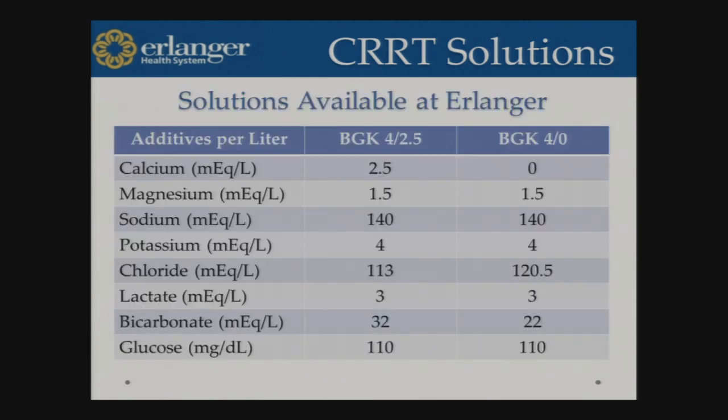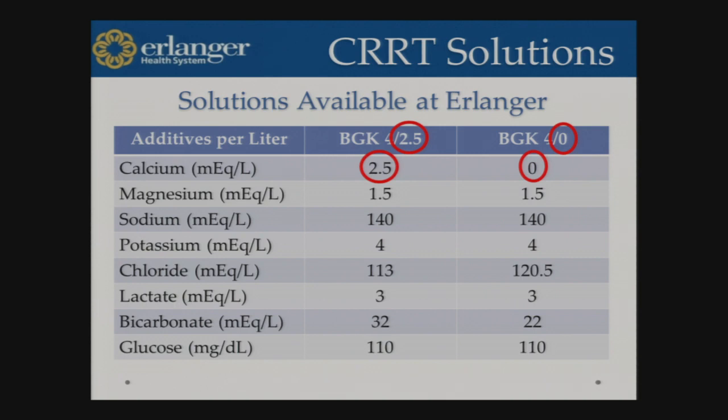We only carry 2 products here at Erlanger, so those are the only 2 I'm going to talk about. We've got the BGK 4/2.5 and the BGK 4/0. The 4 refers to the potassium content in the bag, okay? And the second number, the 2.5 or the 0, refers to the calcium. So the 4/2.5 should be used if your patient is not on citrate, and the 4/0 should be used if the patient is on citrate.